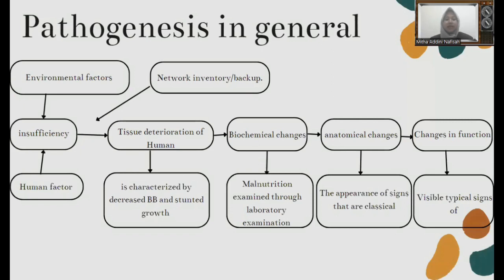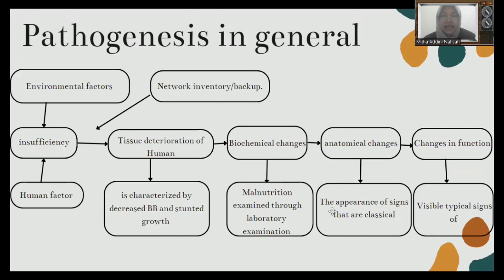This is the pathogenesis in general. First, environmental factor and human factor, leading to insufficiency and depletion of the network inventory or backup. Next, tissue deterioration in humans is characterized by decreased body weight and standard growth. Next, biochemical change, where malnutrition is examined through laboratory examination. Next, anatomy change, an appearance outside that is classical. And next, change in function, with a visible typical cycle.